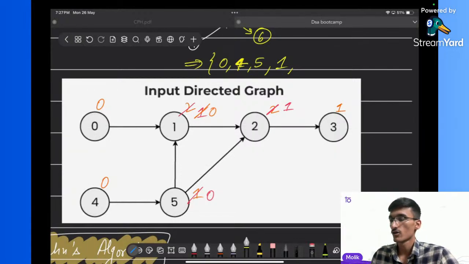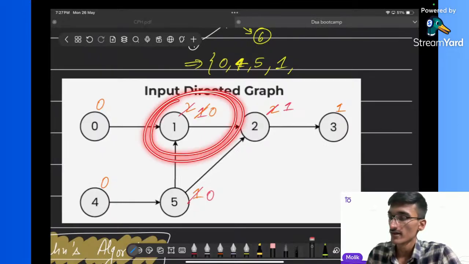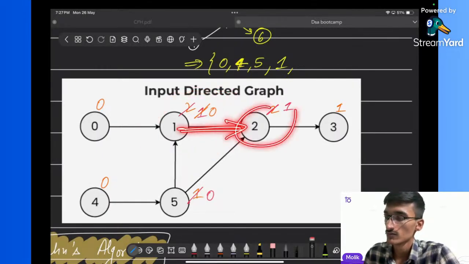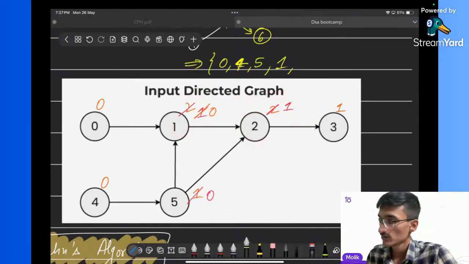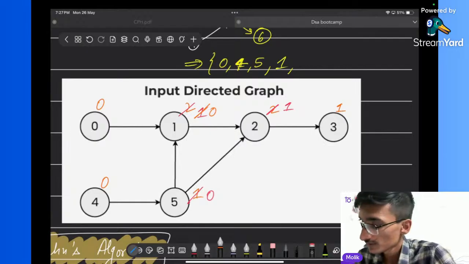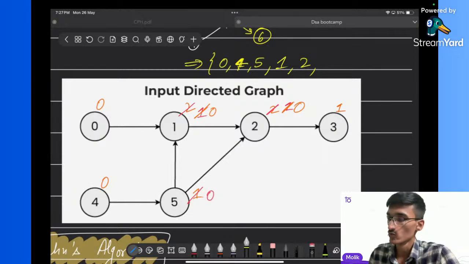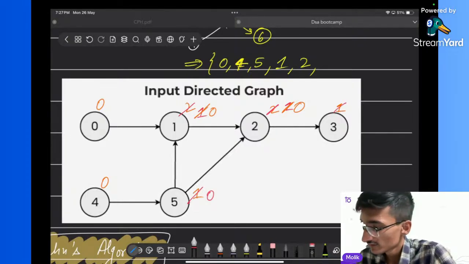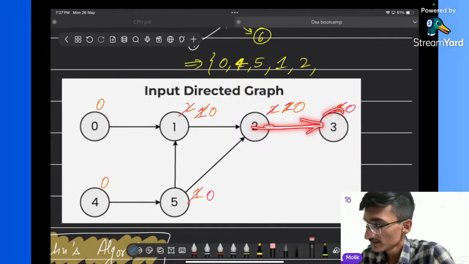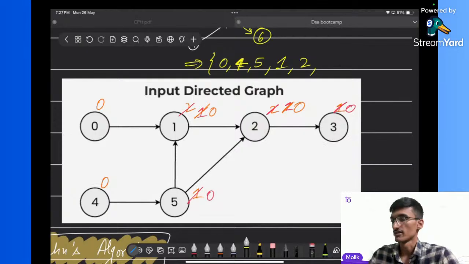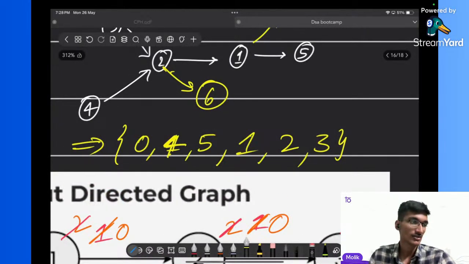Now you have already popped 0, 4 and 5. Now you pop 1 and you see the adjacency of 1. It's just 2. You see that the in degree of this has become 0, so you add 2. Now you pop 2, and you notice that this will become 0 because 2's adjacency is this. It becomes 0, so you add 3. This is a valid topological sort for this example.